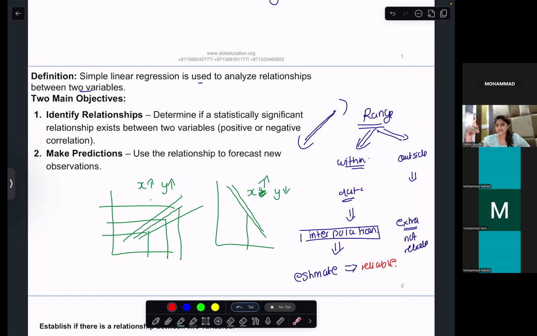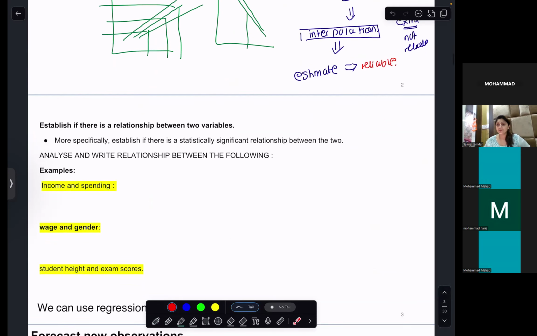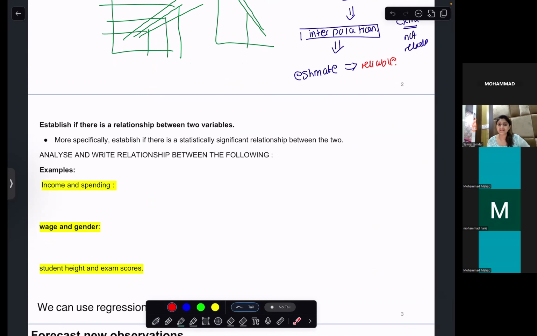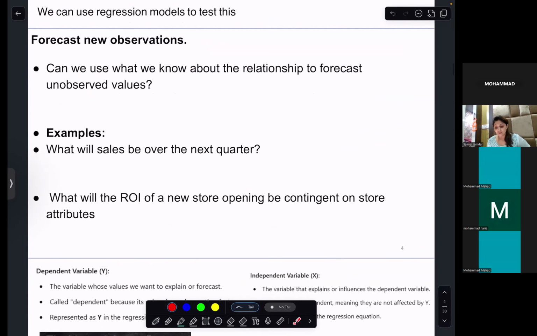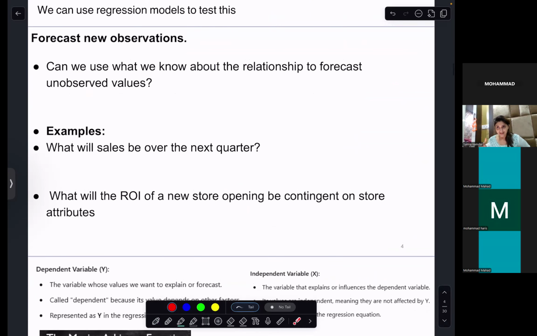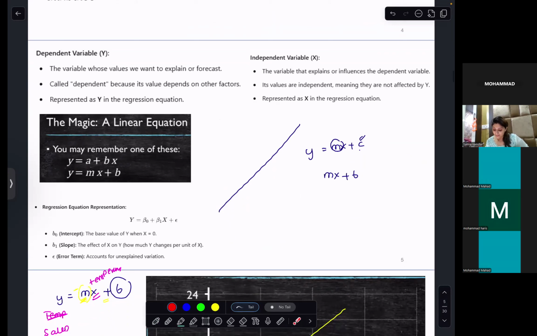So this regression line helps us to identify relationships and make predictions. But when you're making predictions, you should understand that your data should be within the range. Only then will your data be reliable. Otherwise, it will not be reliable. And we can use this data to make other forecasts.